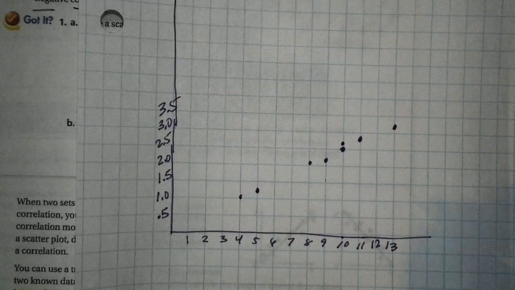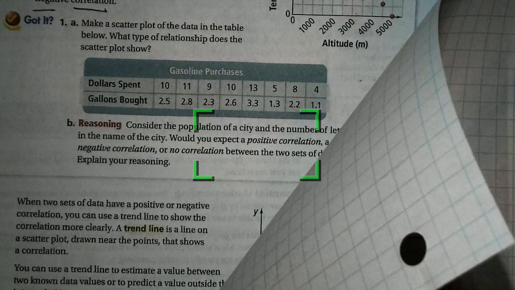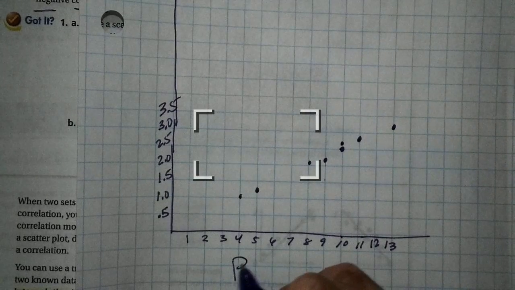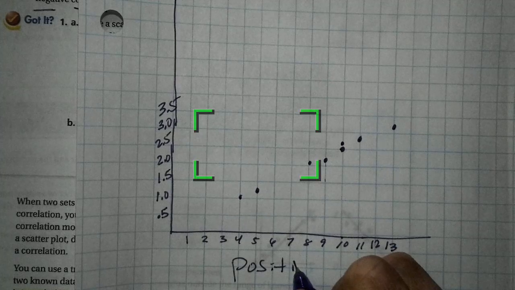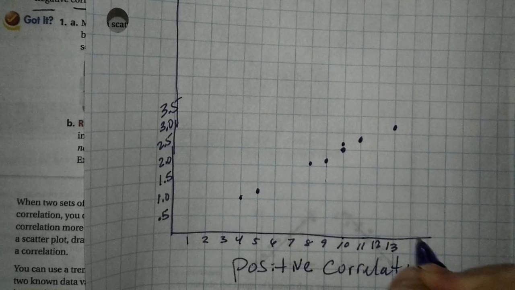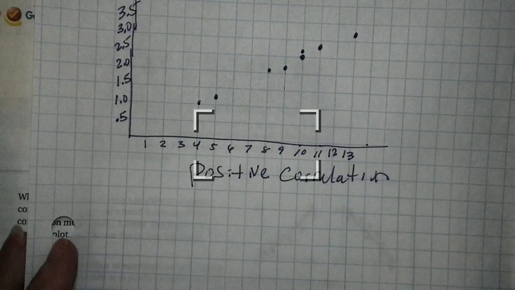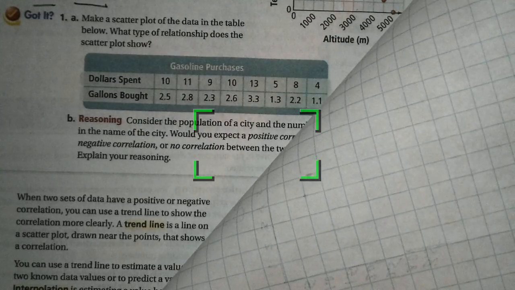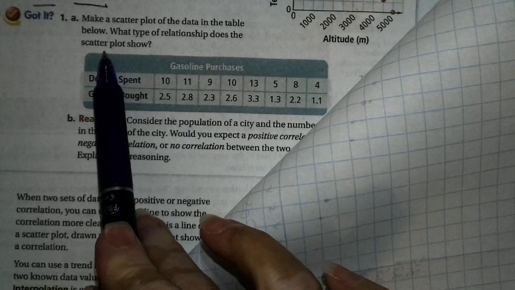All right, so hopefully you can see that the trend line is going up. So we are going to call this a positive correlation, because that trend line is going up. So a positive correlation. What type of relationship does the scatter plot show? Positive.